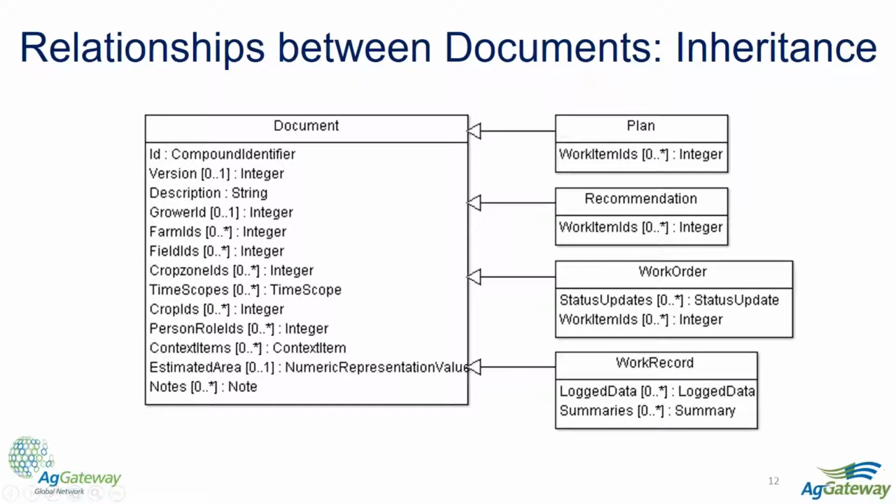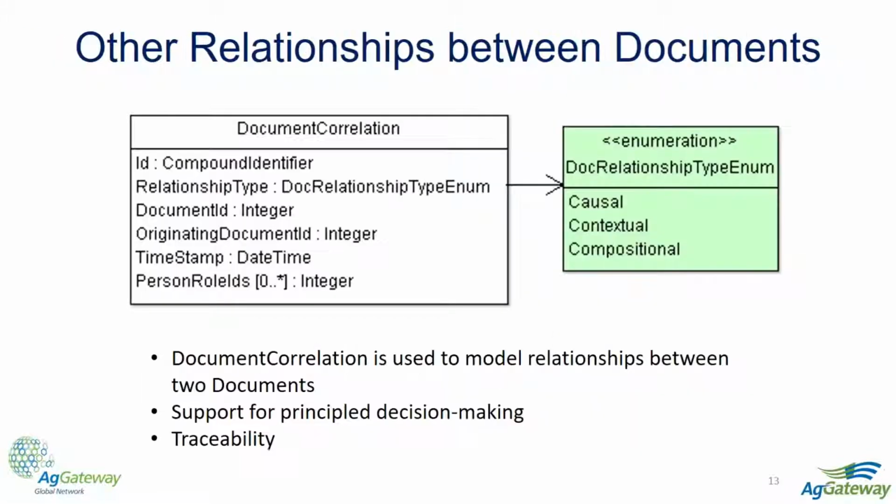Documents have various relationships. The first one is inherent, of course. We said that document was an abstract class and that the other documents are descendants, child classes of document. We don't have observations and measurements shown here, but it is another document as well. They tend to have work items that they link to, except work record, which is the one that actually documents what was really done, which contains these things called log data and summaries, which we will discuss in far greater detail in a separate webinar.